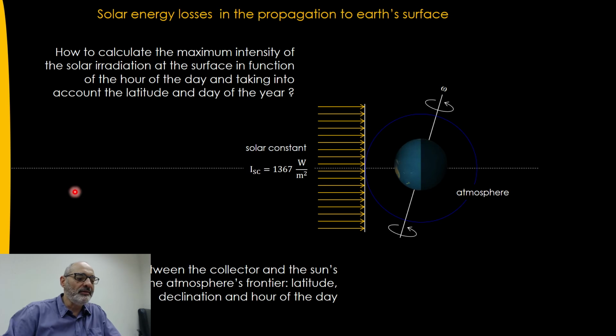Let's see the situation right now. We have the sun here on the left, Earth is here, tilted and rotating, and at the top of the atmosphere we have this amount of energy arriving. This is also called the solar constant. It has been measured: 1,367 watts per square meter. This is on top of the atmosphere.